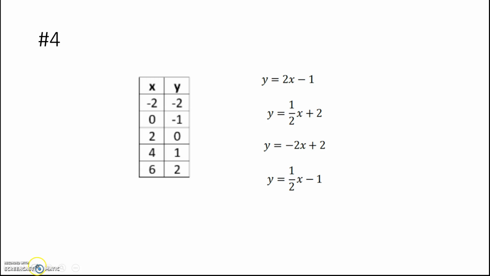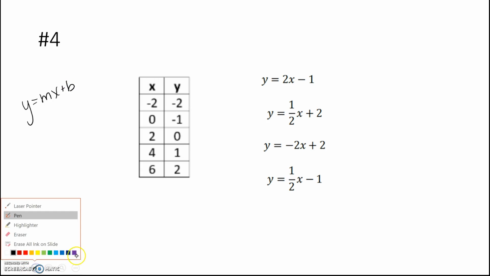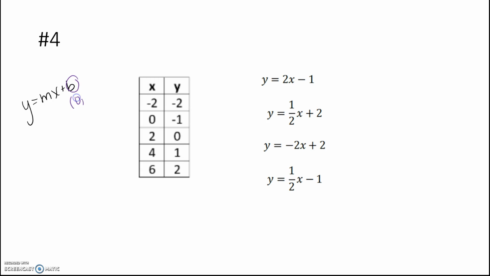Alrighty, so number 4. Let's take a look at number 4. Again, y equals mx plus b. First thing is always going to be our y-intercept. We're looking for the value of y when x is 0. Whoa, hang on, look. This is the first time we've seen that. I see a 0 here, and I see a 0 here.